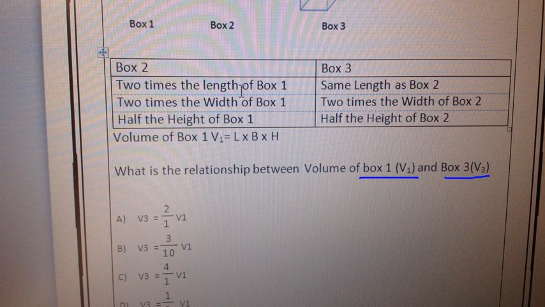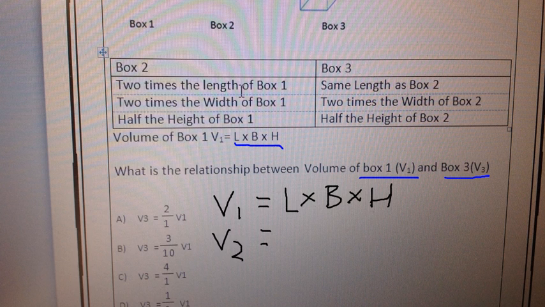So let's begin. We know that volume of box 1 will be equals to L times B times H. How do we know that? It's right here. How about box 2? Box 2, which is V2, we need to look at each one individually. So let's take a look at the L first, or the length. The length of box 2, as you can see from the top, is 2 times the length of box 1.